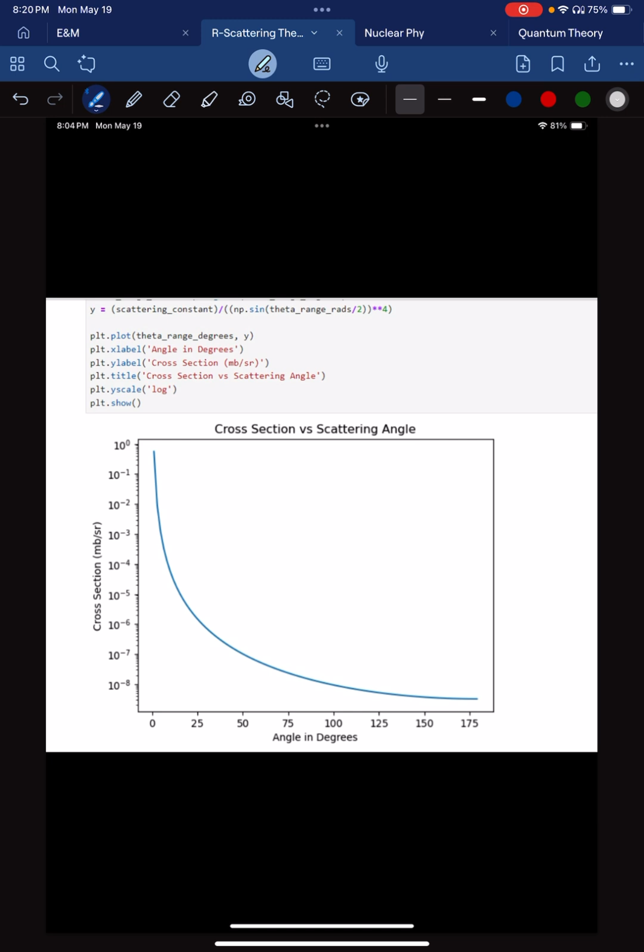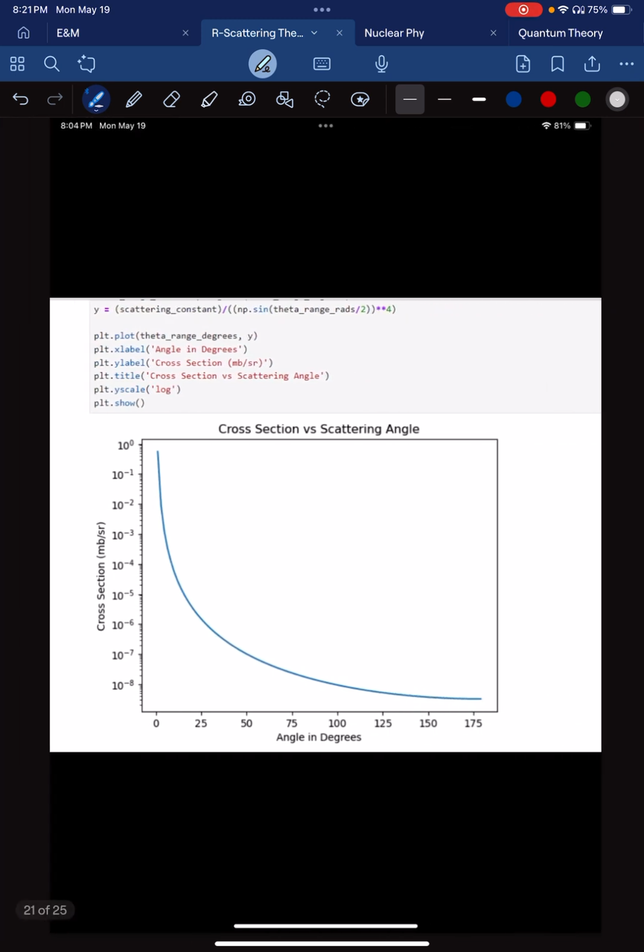So cross section in nuclear physics essentially just means the probability for an interaction to occur. And so in this case, the cross section is telling you the probability that the alpha particle will scatter at a different angle. And as you can see, the cross section steeply decreases with an increase in angle.